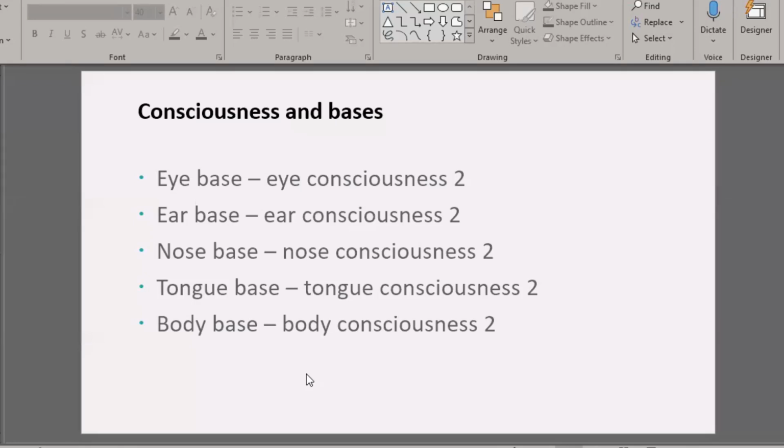Generally, we consider a healthy man or healthy woman, a human. For them, they have those 6 bases. Eye base, eye consciousness; ear base, ear consciousness; nose base, nose consciousness; tongue base, tongue consciousness; and body base, body consciousness. So we have to pay attention to heart base. It's the one we have to memorize, because the other things we can remember automatically.